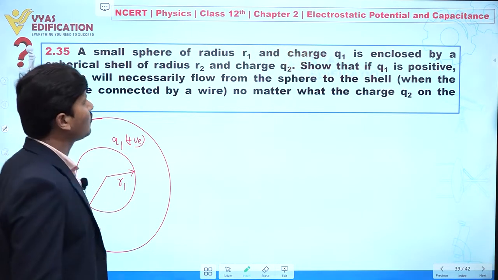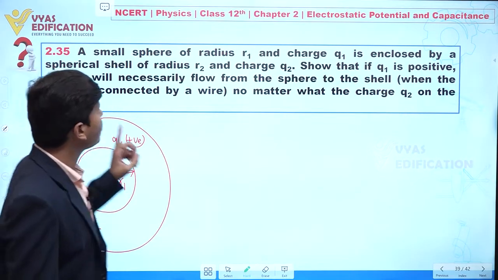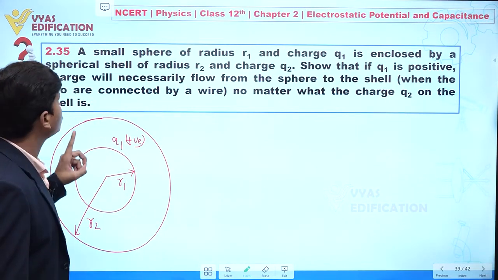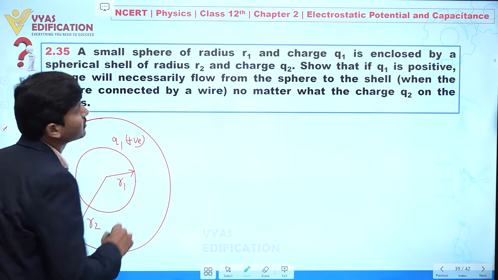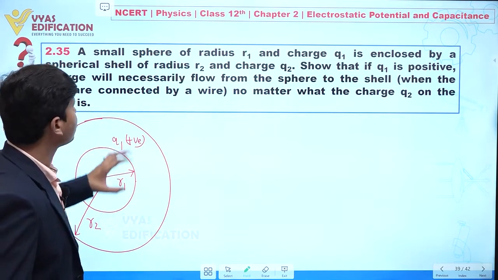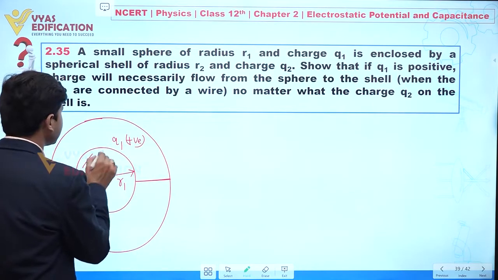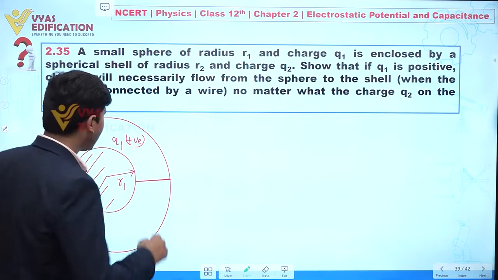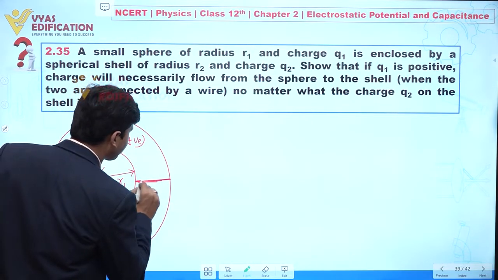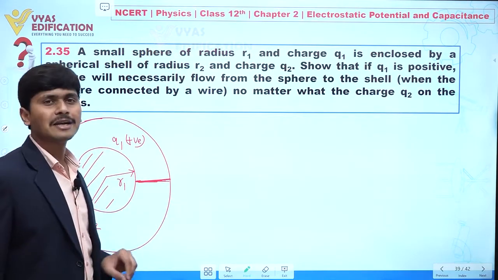Q1 is positive and charge will necessarily flow from the sphere to the shell. This means that if we connect them by a wire, where the sphere is enclosed by a spherical shell, we have to find that charge always flows from sphere 1 to shell number 2.